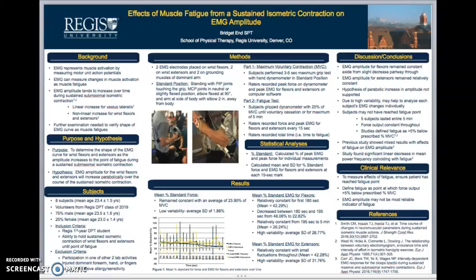My name is Bridget, and I studied the effects of muscle fatigue from a sustained isometric contraction on EMG amplitude. EMG represents muscle activation, and it can be used to detect muscle fatigue. Studies show that amplitude tends to increase over time during sustained submaximal isometric contractions. Some studies have shown a linear increase, while others have shown a nonlinear increase.